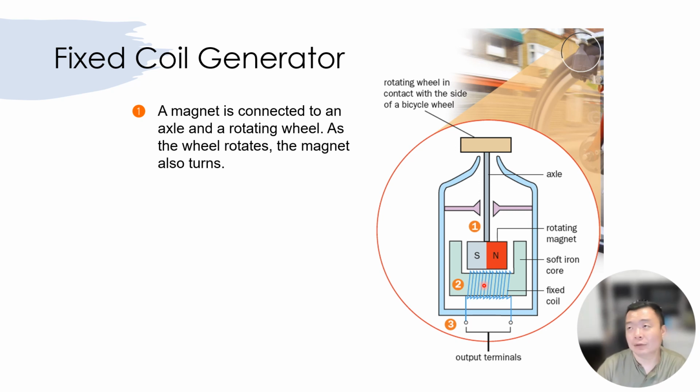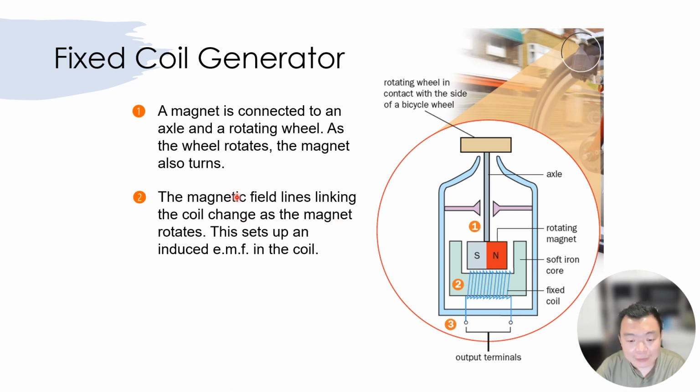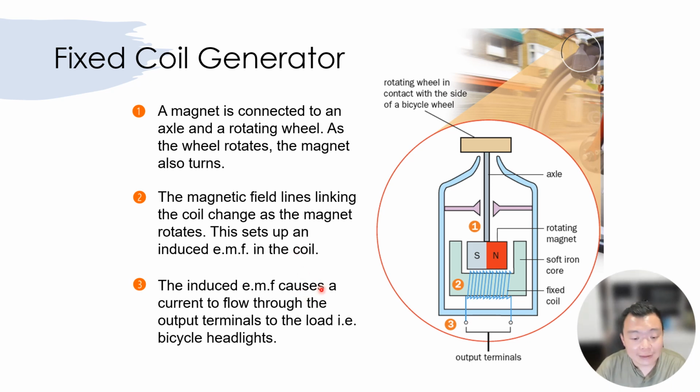The coils are also so-called cutting the magnetic field lines because the field lines are moving. So the magnetic field lines linking the coil change, and this is Faraday's law in effect, and therefore there will be an induced EMF generated in the coil. And because the coil is a complete circuit, the induced current will flow through the output terminals.